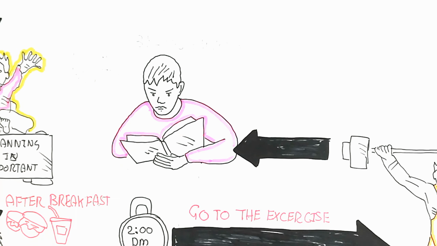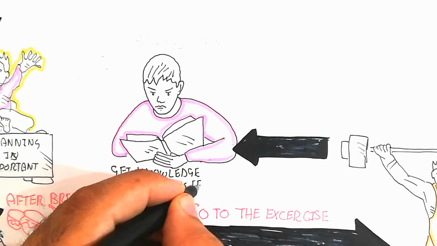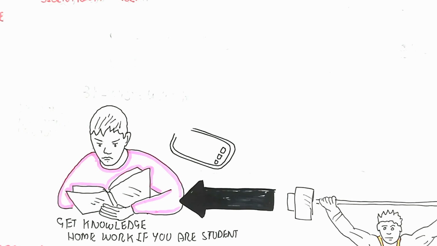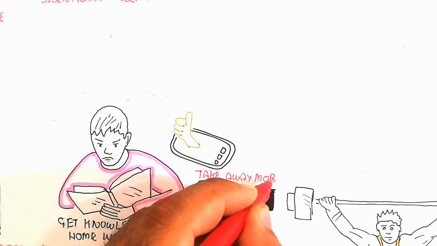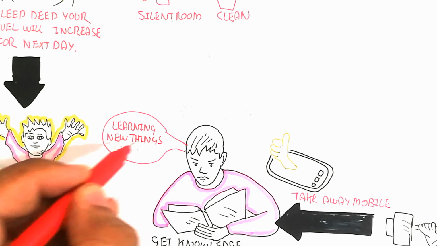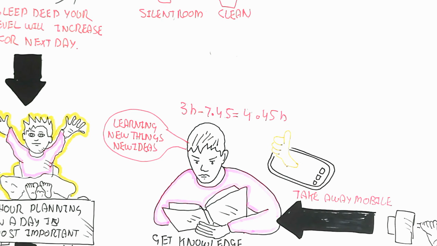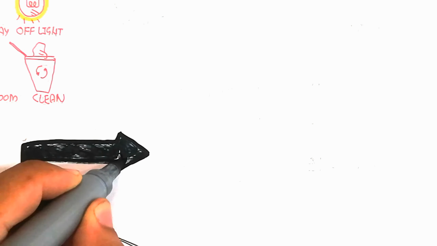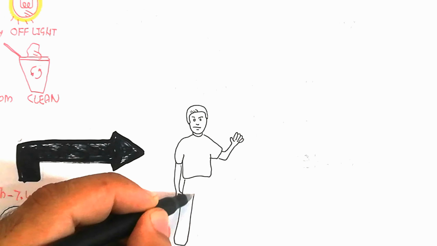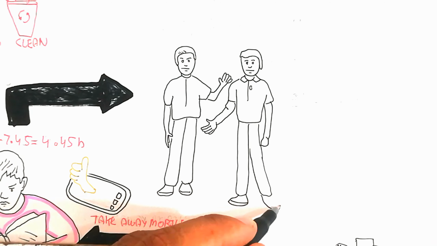After this, get knowledge and do homework if you are a student, or extra learning if you are an adult and not going to school because you have graduated. You should keep learning new things and new ideas, which takes 3 hours, and you subtract that, so 4.545 hours will be left. Keep away from mobile, and don't use mobile during learning. If you are learning from mobile, keep learning from it and don't use other videos.